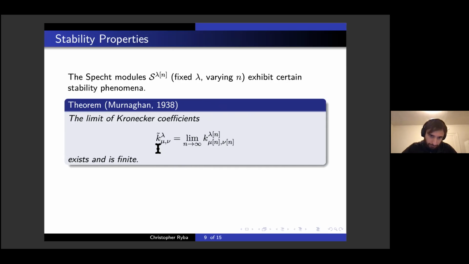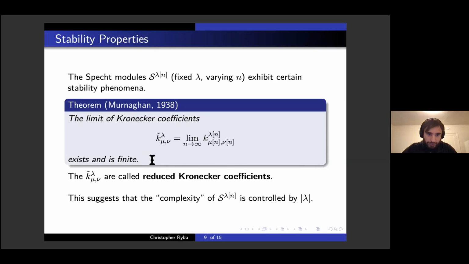So this eventually becomes constant, and the resulting quantity, which I denote with a k tilde, is called a reduced Kronecker coefficient. And so somehow this is a stability phenomenon, which is a popular term in certain parts of representation theory. So for this reason, and also some other reasons that I haven't described, you might be inclined to think that the complexity, in some sense, of this irreducible representation or Specht module is controlled by lambda rather than the whole partition. So in particular, the top row doesn't tell you much about the complexity in any sense.